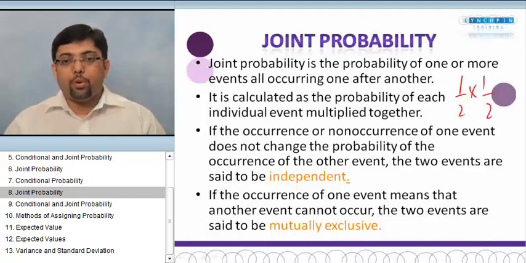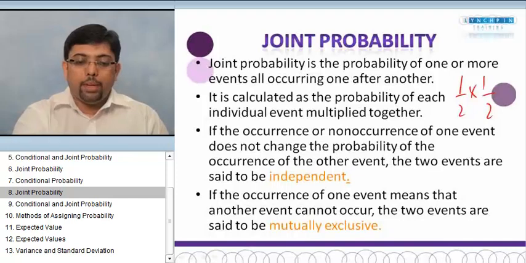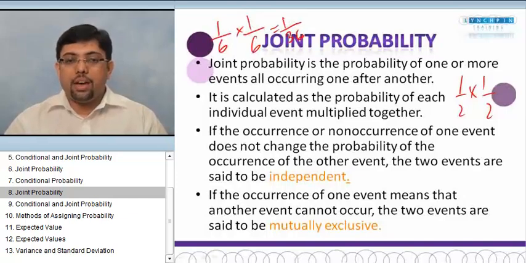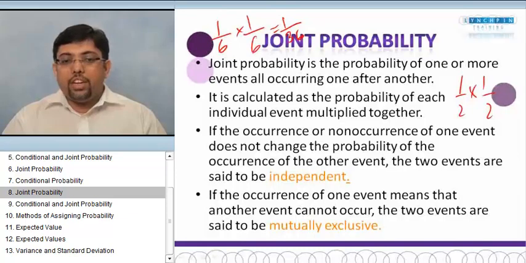For example, if I roll one dice, that is a single probability. The output will be 1 out of 6 because the dice has 6 sides. So I'll get one number out of 6, and the probability will be 1 over 6. If I roll another dice, the probability will be 1 over 6 and the total joint probability will be 1 over 36. Why? Because these are multiplied together. It is calculated as the probability of each individual event multiplied together.